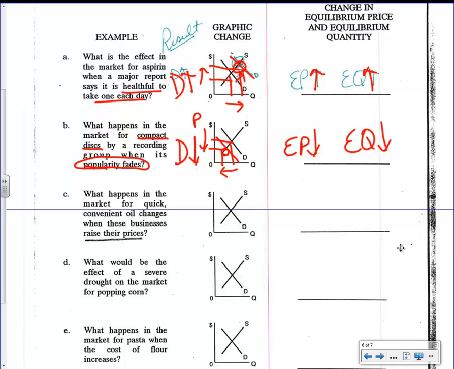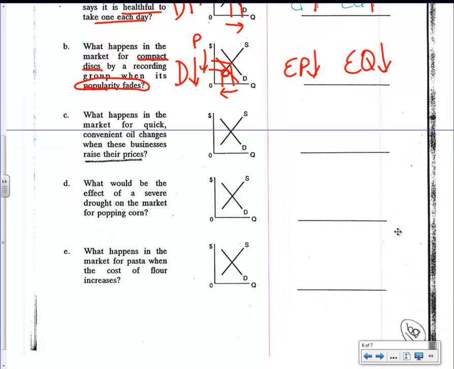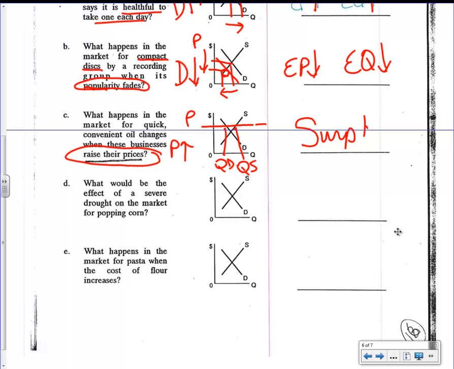C, what's going to happen for quick oil changes? Raise their prices. Those are price increases. Let's take and draw it above equilibrium. So that tells us that we have quantity demanded and quantity supplied. Quantity supplied is greater than quantity demanded, so we have a surplus in the market.